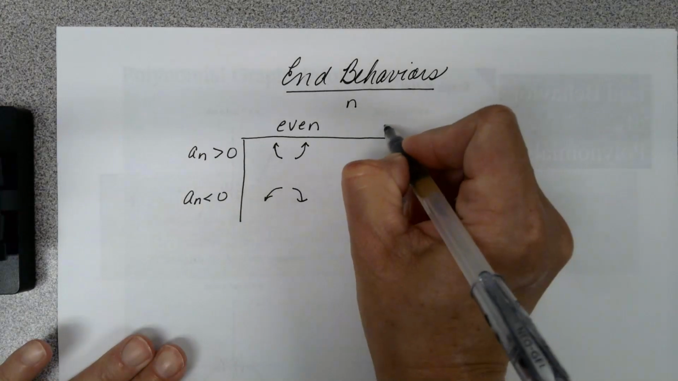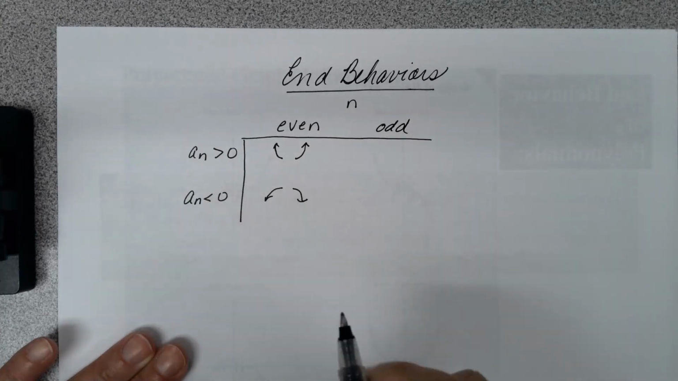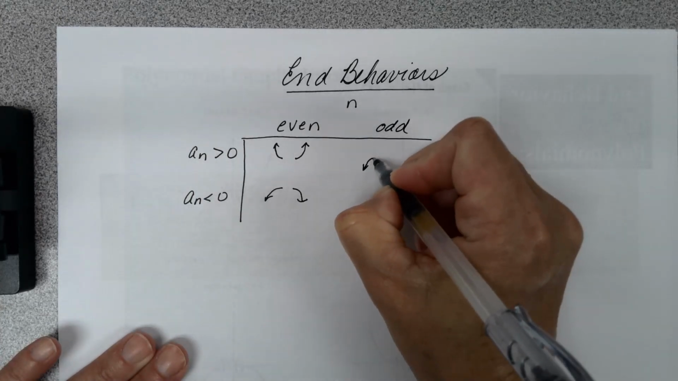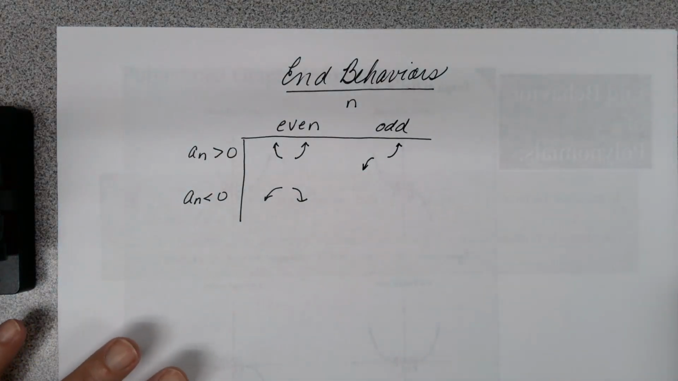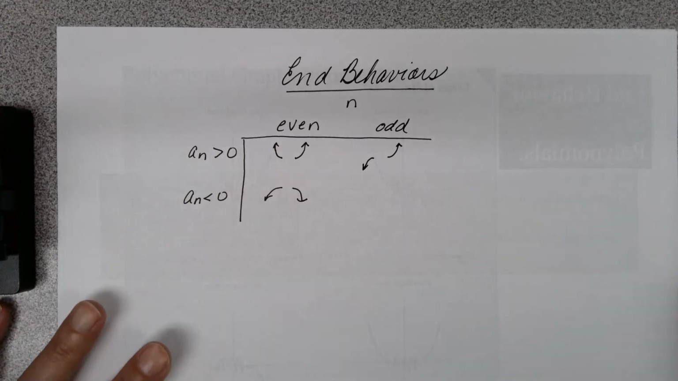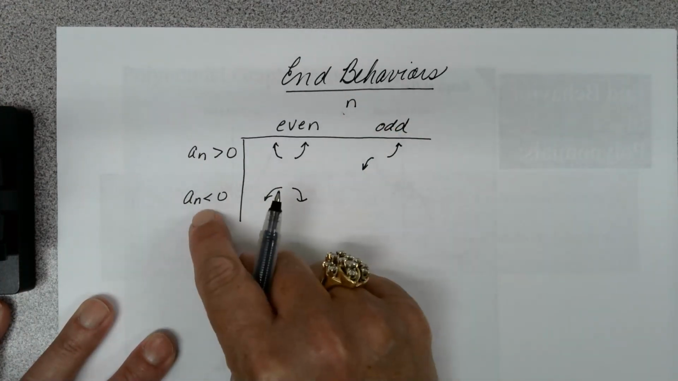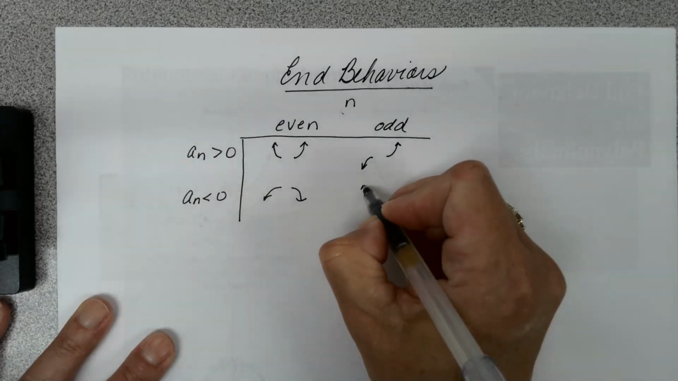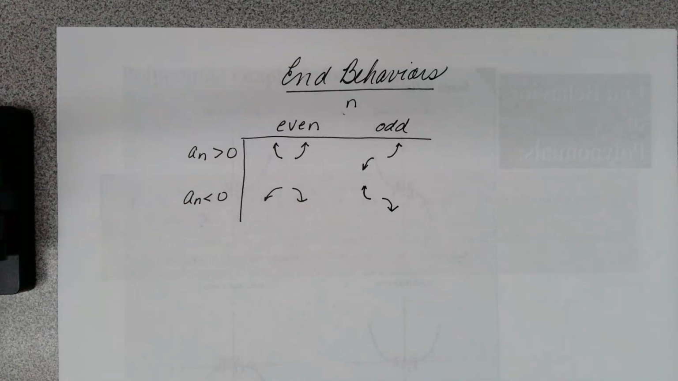If your n is odd and your leading coefficient is positive, it will fall to the left and rise to the right. If your n is odd, meaning your degree is odd, and your a sub n is negative, it flips that. It will rise to the left and fall to the right. So that's just a little chart that will help you.